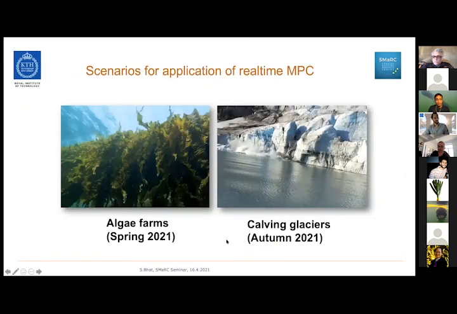So the first thing I'm considering is on algae farms. We're all working together on the demos in June, and we want to perform also a model predictive control in these algae farms. And then another scenario where these kind of controllers could be useful is for calving glaciers, where you could also have a lot of obstacles. You might have to react very quickly to disturbances. You might have to do more hard maneuvers. So these are 2 areas where we think there might be utility.